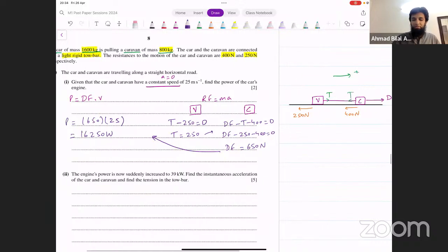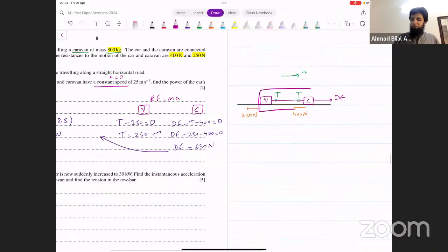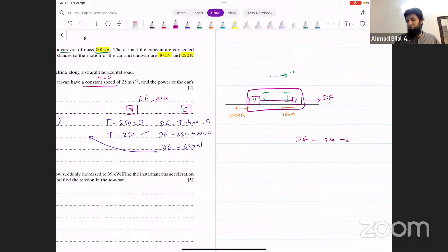In that case, you would say, if this is the whole system, the forward force is driving force. The backward forces are 400. The forces external to the system, they are 400 and 250, and that should equal 0. And you could say driving force equals 650 Newton from that. Sometimes using the system as a whole makes things slightly quicker. In this case, you could do that.